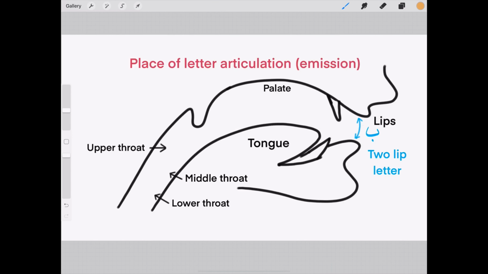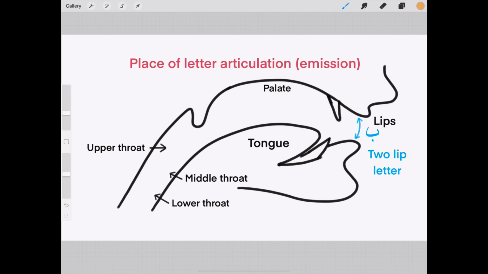Luckily, the letter is shared by Arabic and English languages, so it should be easy for you to articulate or pronounce the letter. This diagram may help you figure out how this letter is produced, and it will be more helpful for you to use this diagram when it comes to producing letters that do not exist in English, which we'll go over in future lessons.